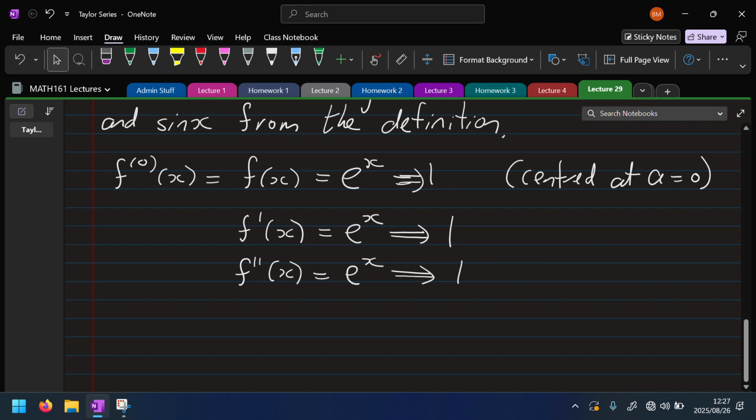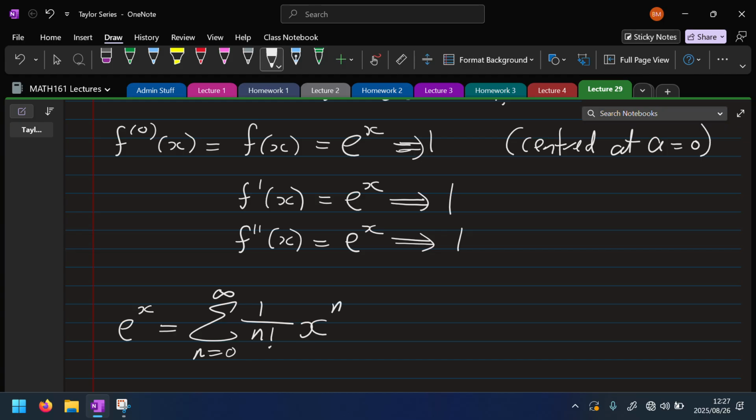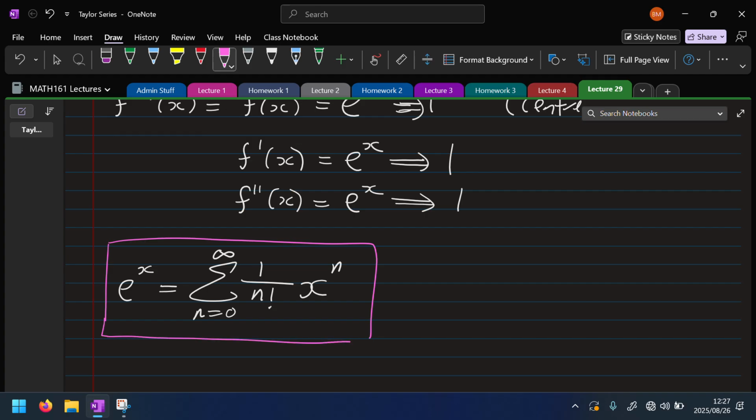So what is our Taylor series going to look like? We're going to have e to the x is equal to the sum, n goes from 0 to infinity. The nth derivative, we saw all of those were 1, so it's just 1 over n factorial. And then we have x minus a to the n. But a is 0, so this is just x to the n. And that's our Taylor series for the exponential. Please put a box around that. You will need to know that.